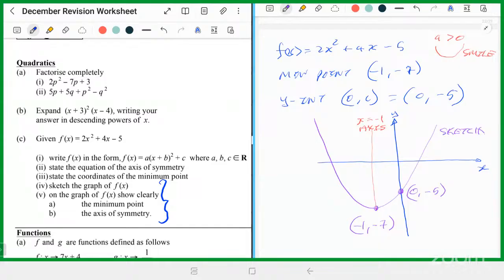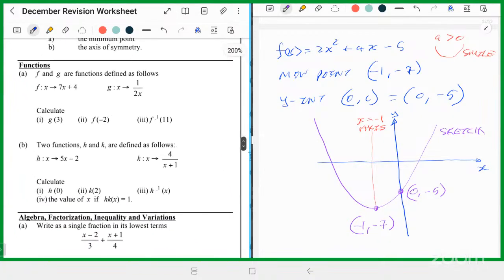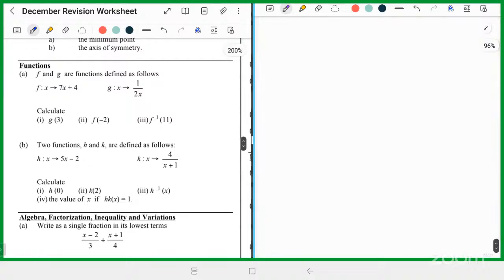Are they okay with that question? Yes, sir. Alright. Remember, if you did not get it, you need to go and do it over by yourself, or do it if you did not do it at all. Alright. Number 2, the second question, is a functions question. Alright, let's go.